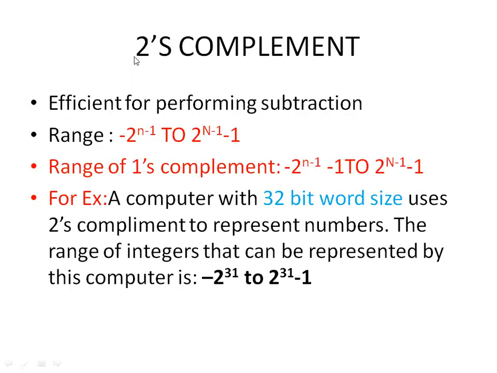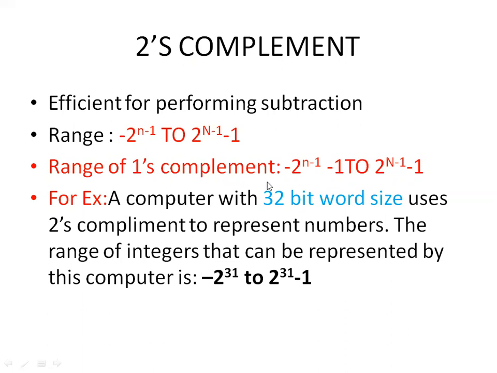So this is about two's complement. We can say the two's complement method is an efficient method for performing arithmetic operations, especially subtraction. The range of the two's complement is nothing but minus 2 power n minus 1 to plus 2 power n minus 1 minus 1. So here the first term refers to the largest negative number. The second term refers to the largest positive number.